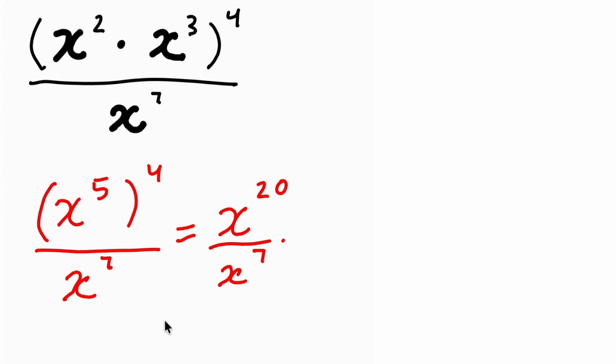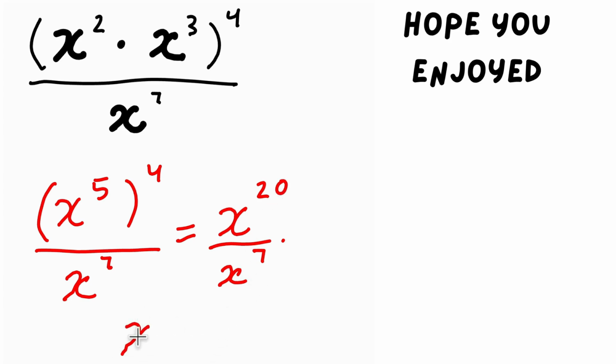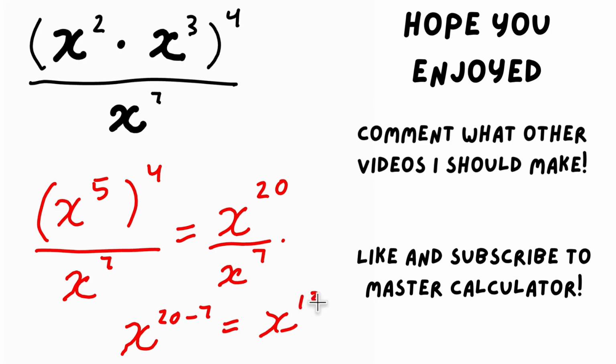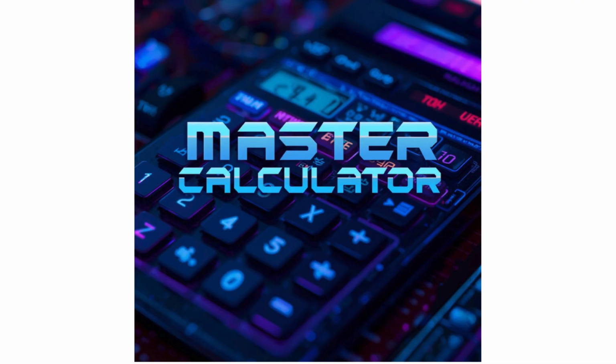Okay, now we have to do one more step. X to the power of 20 divided by x to the power of 7. Remember, we're not supposed to divide the two numbers, but we're supposed to subtract the exponents. So x to the power of 20 minus 7, which is equal to x to the power of 13. See, even this complicated looking problem is easy to solve if you know all the rules. See you next time.